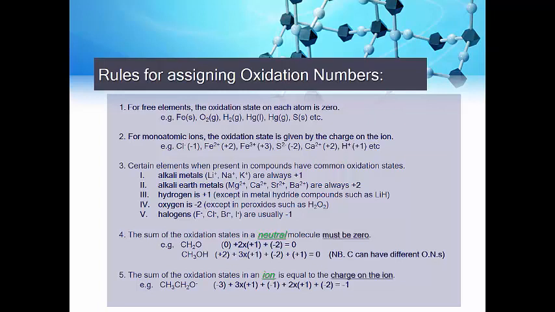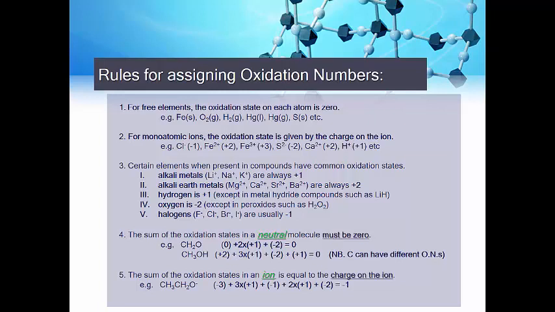So certain elements always have the same oxidation state. Your alkali metals, your first column in your periodic table, so lithium, sodium, potassium, are always +1. Your alkaline earth metals are the next column over, so magnesium, calcium, strontium, barium, they're always +2. Okay? The other one is hydrogen is always +1. There is one exception with metal hydride compounds such as lithium hydride, but we won't be talking about that one.